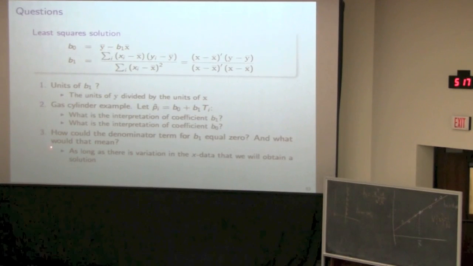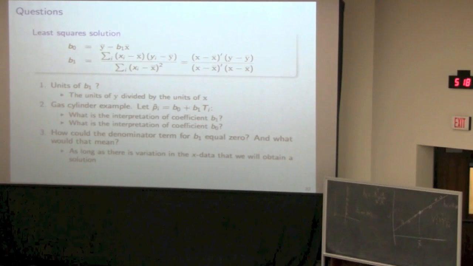We spoke a little bit about this third point. How could this denominator blow up when it's equal to 0? It means that as long as we've got variation in our x data, we will obtain a solution. That simply means as long as your x data have some scatter and are not all identically the same value, you will always get a solution.